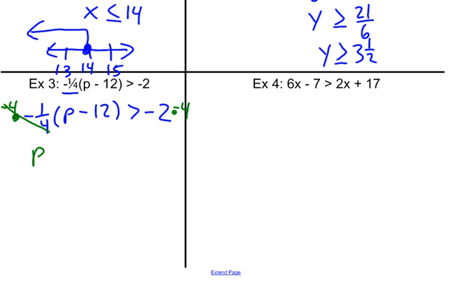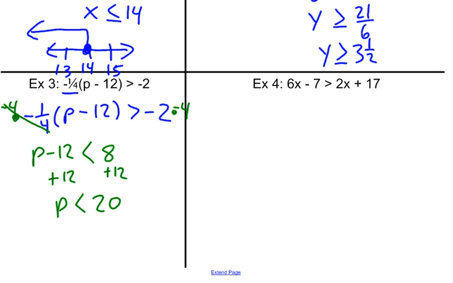I'm left with p minus 12. On the other side, I'm going to have 8. We need to figure out the sign. We multiplied by a negative number, so the sign's going to have to flip. So now let's add 12 to both sides. I have p is less than 20.